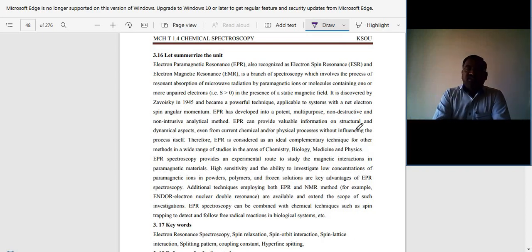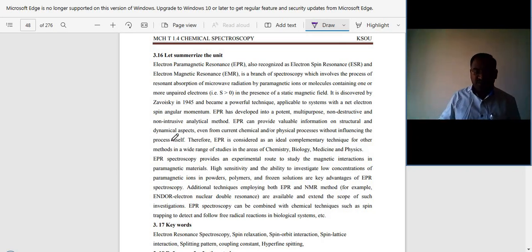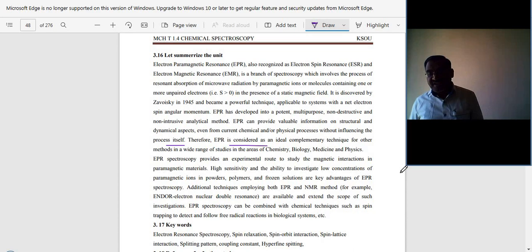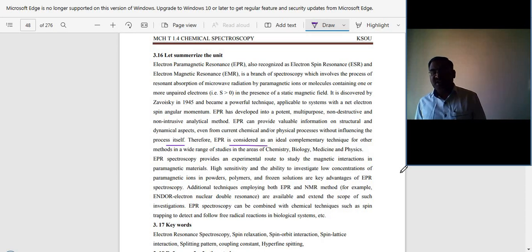EPR has developed into a potent, multi-purpose, non-destructive and non-intrusive analytical method. EPR can provide valuable information on structural and dynamical aspects, even from current chemical or physical processes, without influencing the process itself. Therefore, EPR is considered an ideal complementary technique for other methods in a wide range of studies in the areas of chemistry, biology, medicine and physics.